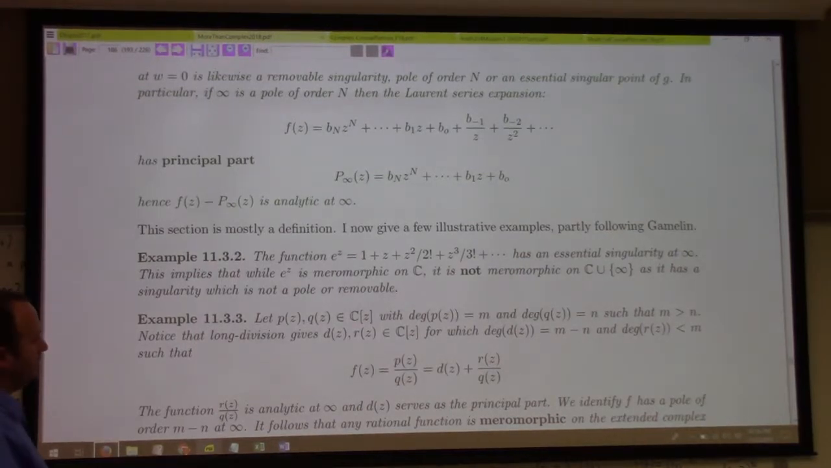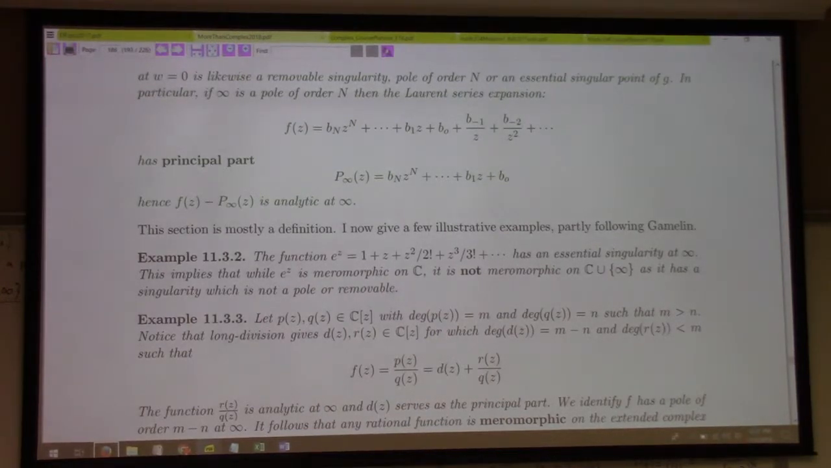Certainly there is no doubt that everything up till the b naught is certainly in the principal part at infinity. We're just quibbling over whether or not this should be in that side or that side in our thinking. Okay, so e to z has the Maclaurin expansion as you learned in Calculus 2, still the case here. So this has an essential singularity at infinity because we have not just a polynomial piece, it goes on and on. So e to the z is meromorphic on the complex numbers, but it is not meromorphic on the extended complex numbers because we have an essential singularity, which is not allowed for a meromorphic function, right?